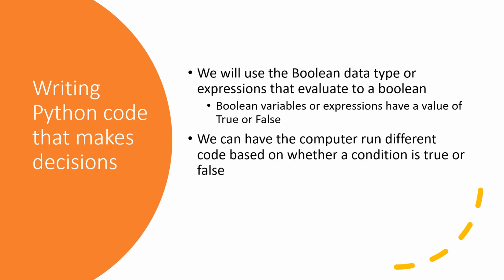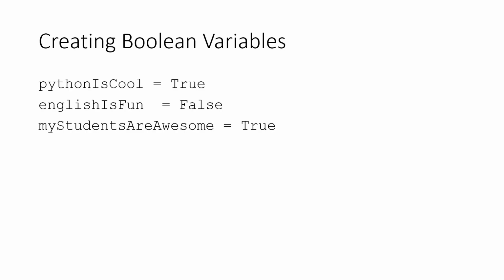And using Boolean variables, we can have the computer run different code based on whether a condition is true or false. So just some quick review on how we create Boolean variables. I could have this Python code. For example, I have right here, Python is cool equals true. That creates a Boolean variable and assigns the value of true to it. English is fun equals false. My students are awesome equals true. So each of these variables hold a true-false value, which is a Boolean.